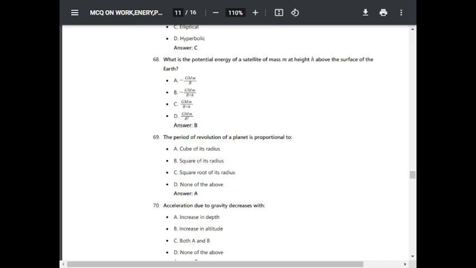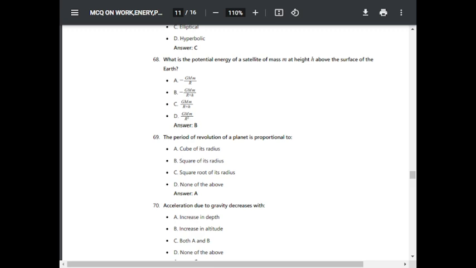Question number 68. What is the potential energy of a satellite of mass m at a height h above the surface of Earth? A, minus GMm upon R; B, minus GMm upon R plus h; C, GMm upon R plus h; D, GMm upon R square. The correct answer is B, minus GMm upon R plus h. G is the gravitational constant, M is the mass of Earth, small m is the mass of the satellite, R is the radius of Earth, and h is the height. The correct answer is B.